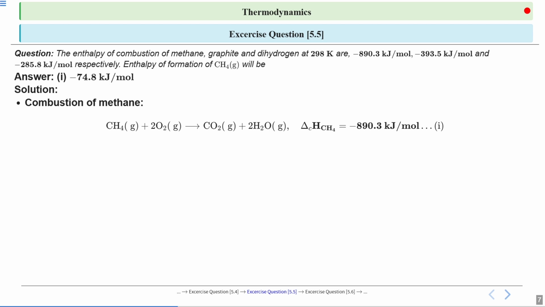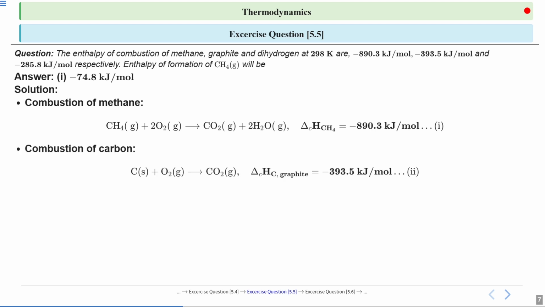You cannot change the methane's coefficient. It's very important to remember that you are not going to change the methane's coefficient at all, because the definition itself says that combustion is for 1 mole, right? Now this value is given as minus 890.3 kilojoule per mole. You will write this the way I have written it, because this is the thermochemical equation for the combustion of methane. Similarly, you can write it for carbon.